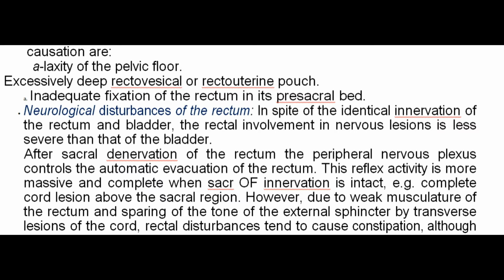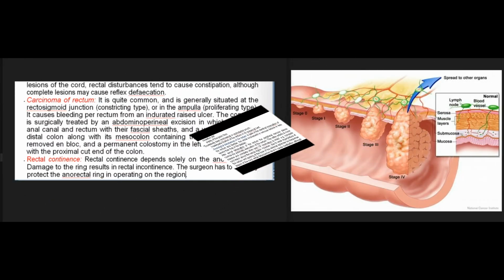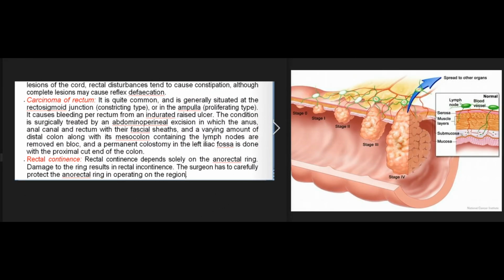Neurological disturbances of the rectum. In spite of the identical innervation of the rectum and bladder, the rectal involvement in nervous lesions is less severe than that of the bladder. After sacral denervation of the rectum, the peripheral nervous plexus controls the automatic evacuation of the rectum. This reflex activity is more massive and complete when sacral innervation is intact, e.g. complete cord lesion above the sacral region. However, due to weak musculature of the rectum and sparing of the tone of the external sphincter by transverse lesions of the cord, rectal disturbances tend to cause constipation, although complete lesions may cause reflex defecation.